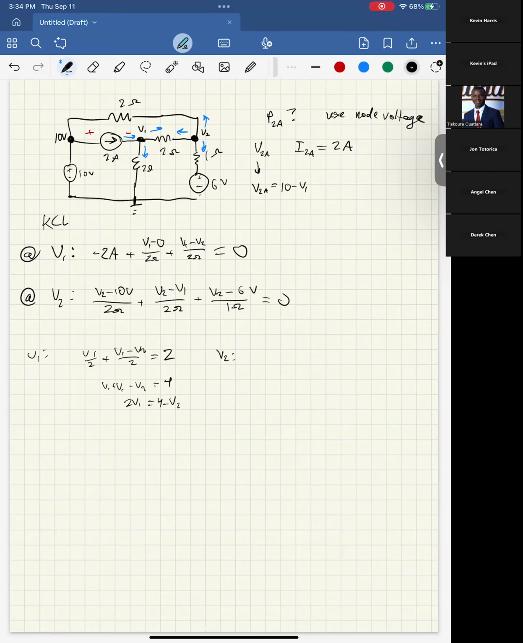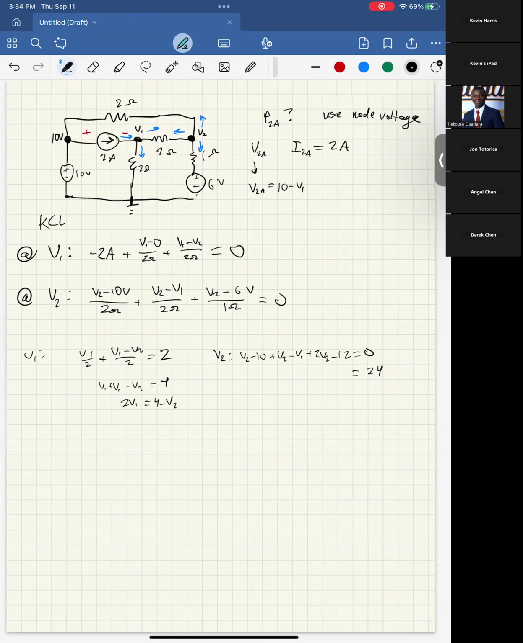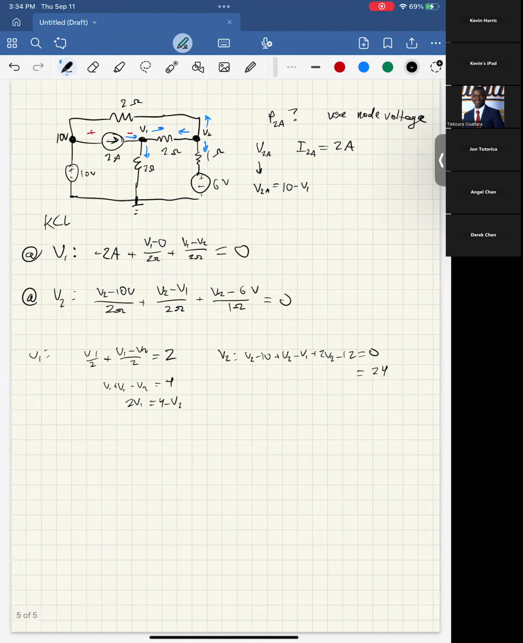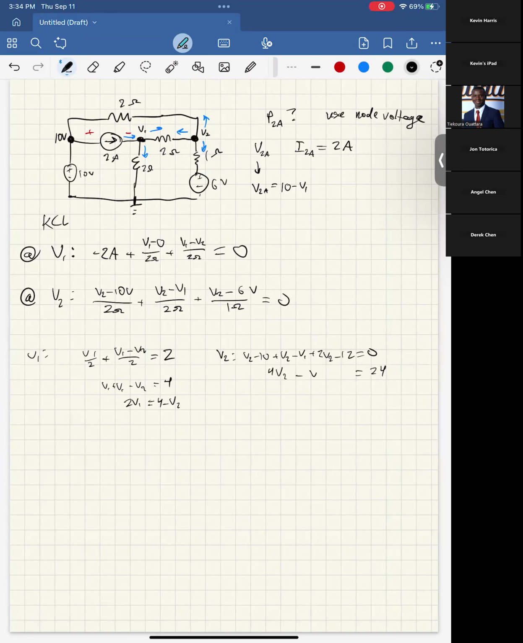So if I multiply everything by 2 in this equation, we're going to get V2 minus 10 plus V2 minus V1 plus 2V2 minus 12 equals 0. If we add the constants to the other side, you get 24. And then there are 1, 2, 3, 4 V2s. And so we have 4V2 minus V1 equals that.